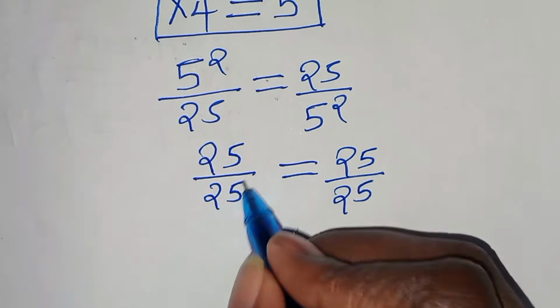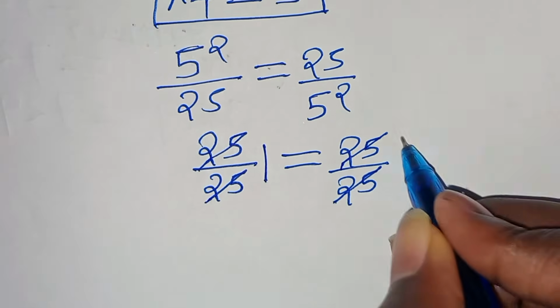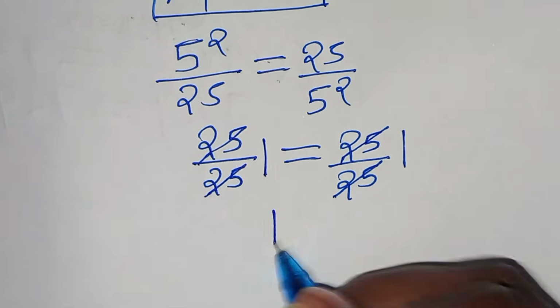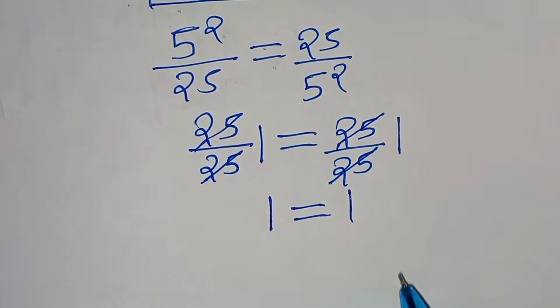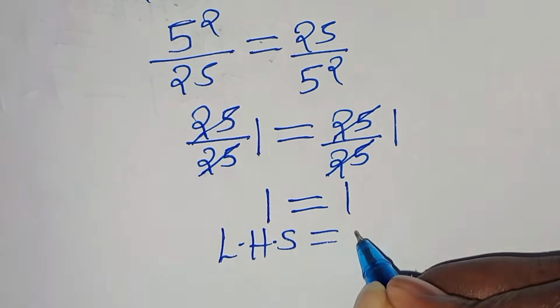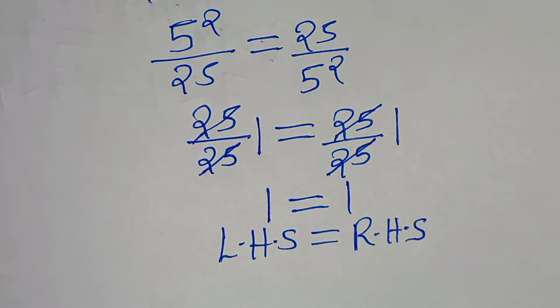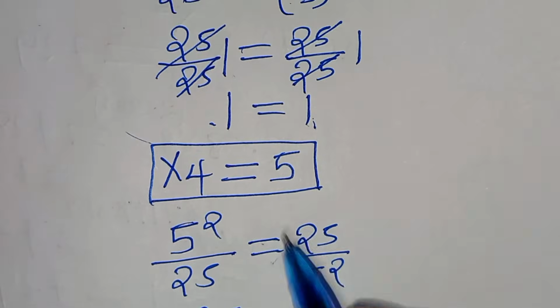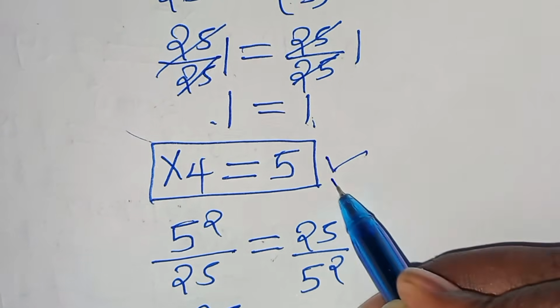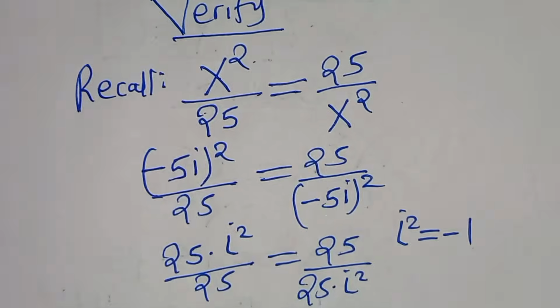So let's simplify 25 and 25. This is 1. And here we have 25 and 25. This is 1. So we have that 1 is equal to 1. So this means that the left hand side is equal to the right hand side. And this means that x4, which is equal to 5, also satisfies the equation. And this means that the four solutions here satisfy the equation.